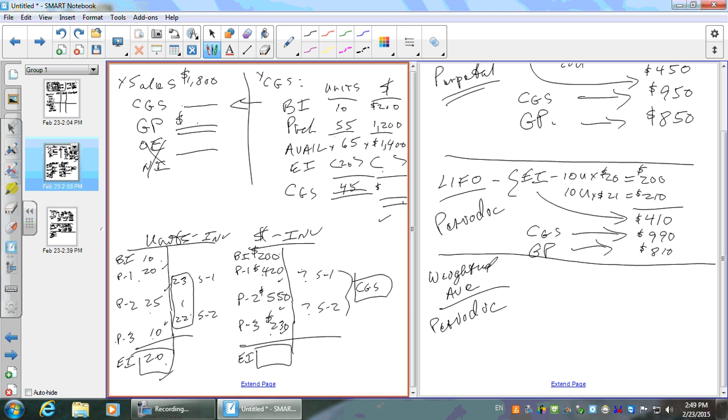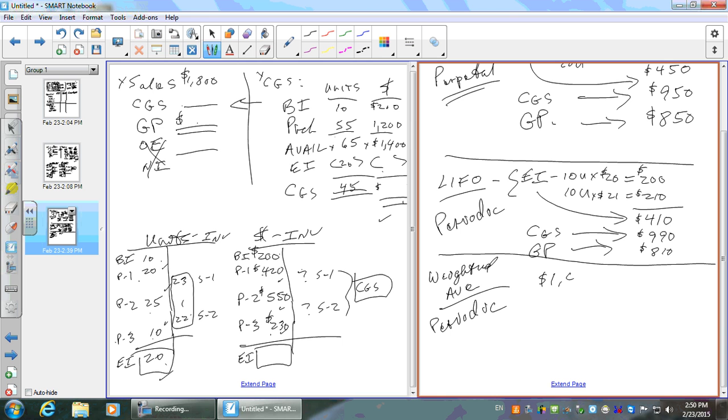Okay, I want to know what the average cost was. Be sure to include the beginning inventory, both the units and the dollars, right, guys? That's where people screw this one up. Okay? So what am I going to do? I'm going to take my total cost for what's available, how much? 1,400. I'm going to divide it by the total number of units I have available. This is available, right? Dollars and units. How much was it?